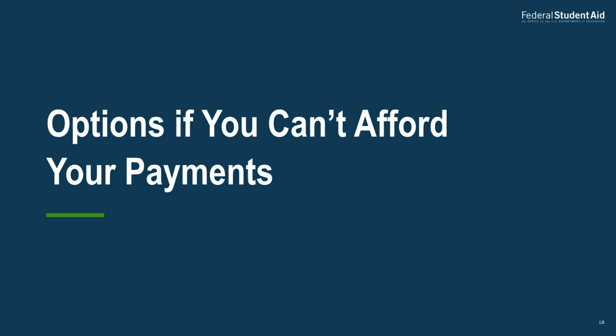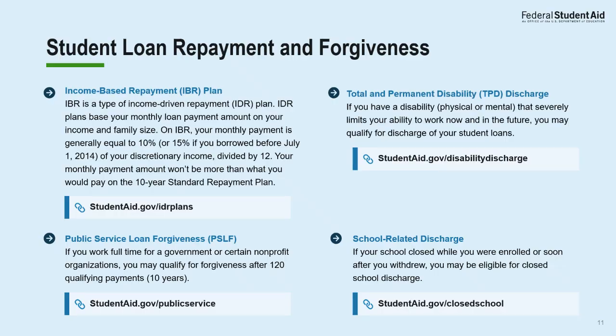Now, let's talk about some options if you can't afford your payments. Maybe you are currently in delinquency, or maybe you're close to that 270 days and you're trying to figure out, "Well, listen, I'm just trying to manage my payments at this point. What can I do to make them more affordable?" Well, I'm glad you asked. There are several different options for you if you find that you are this type of borrower.